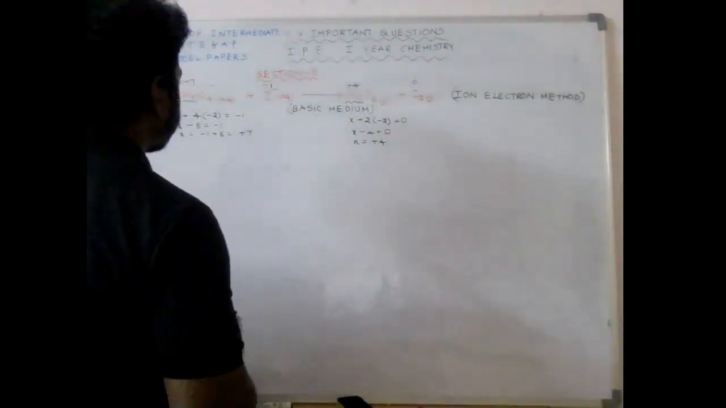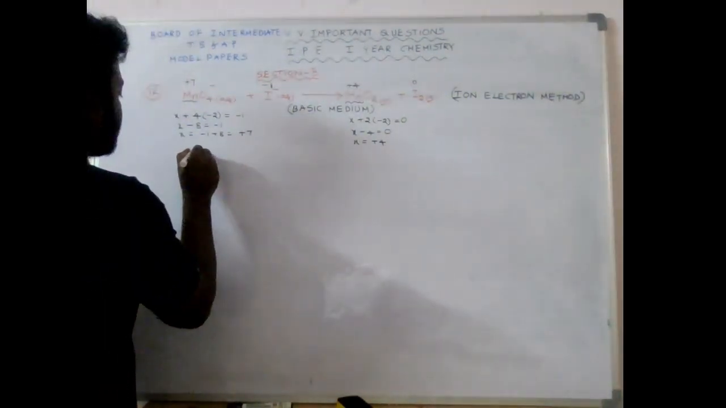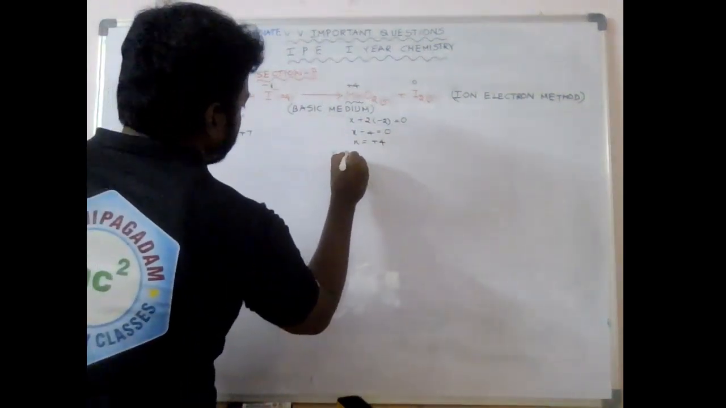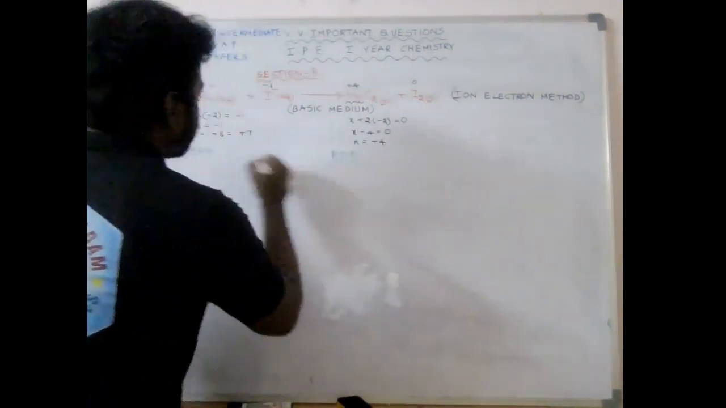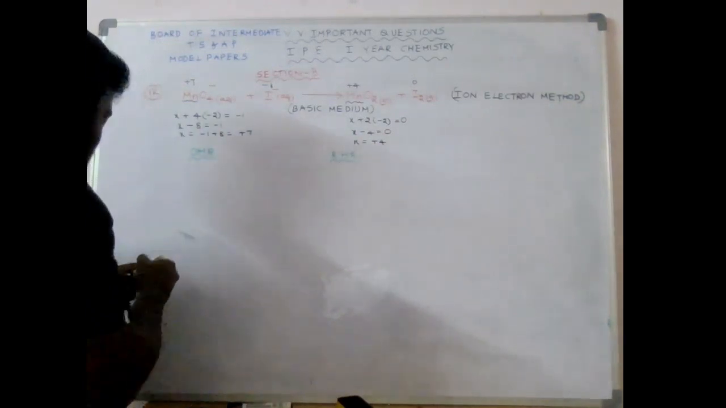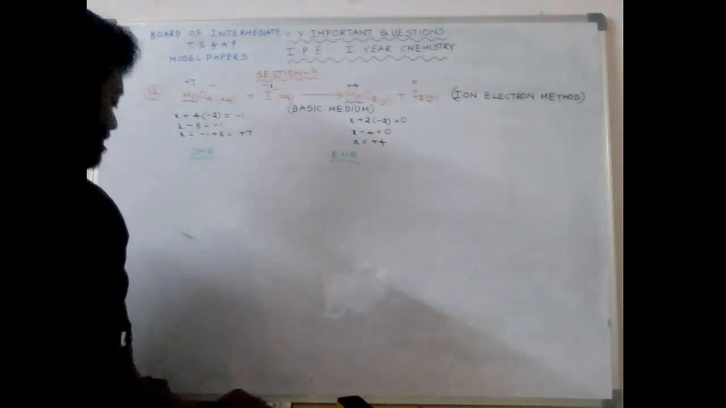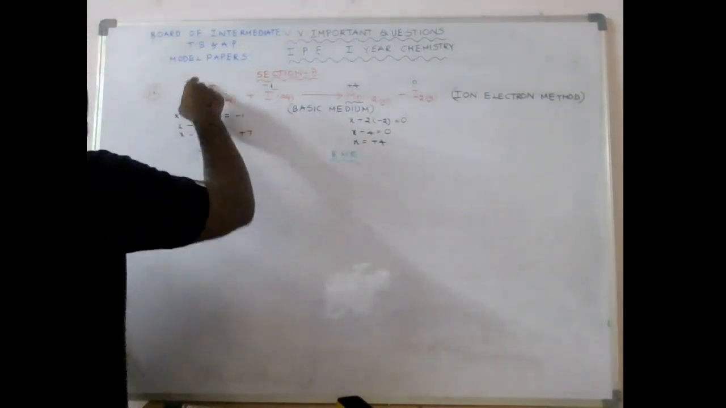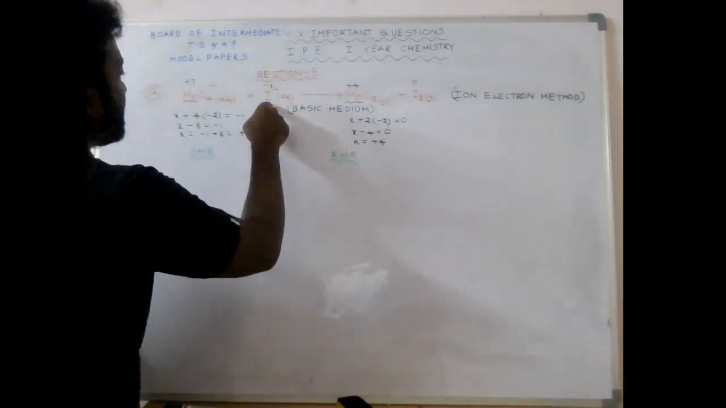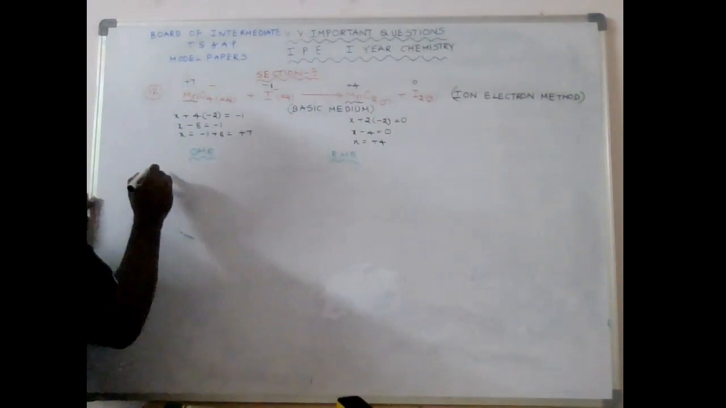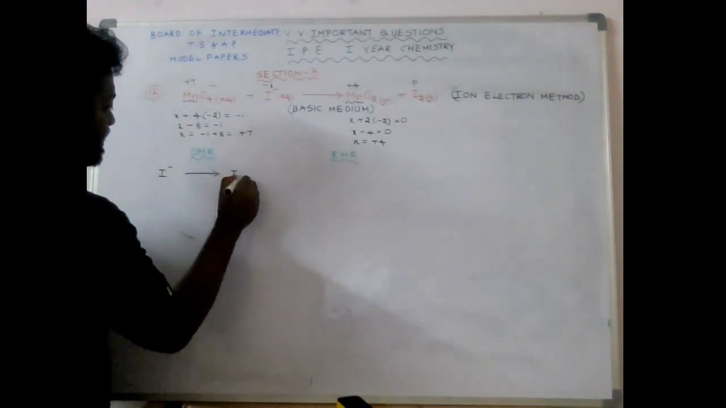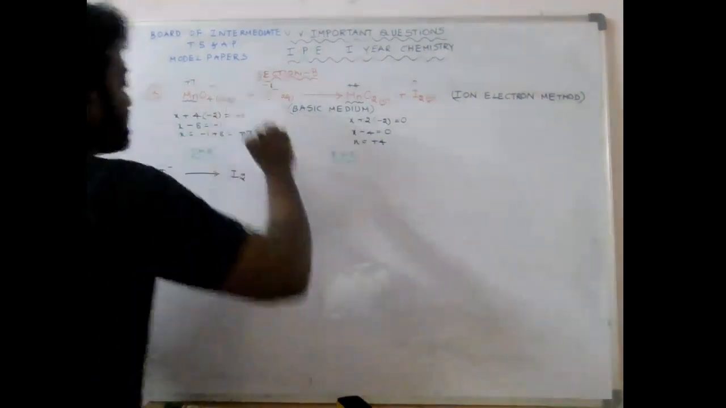So we divided them into two halves. One is the oxidation half reaction and the other is the reduction half reaction. OHR means oxidation half reaction and RHR means reduction half reaction. Oxidation half reaction is where the oxidation number increases, that is I minus gives rise to I2. This is the oxidation half reaction. What is the reduction half reaction?